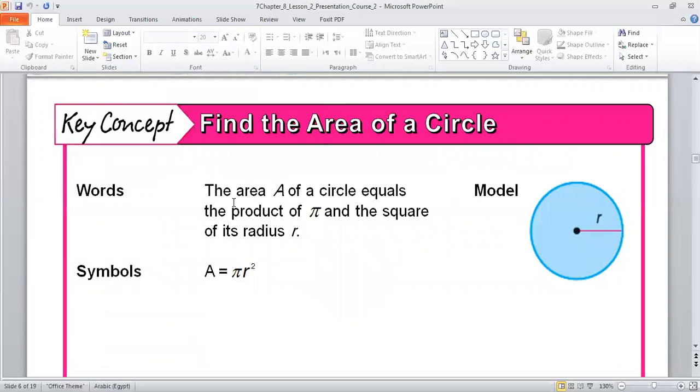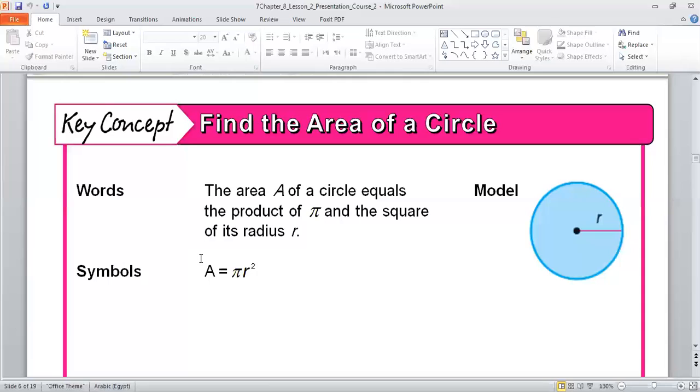Again, what we said: I need here to find the area of the circle. What is the area of the circle? The area of the circle has a rule: pi times r squared. What is the meaning of squared? I will multiply the number by itself, not by 2. I multiply the number by itself.